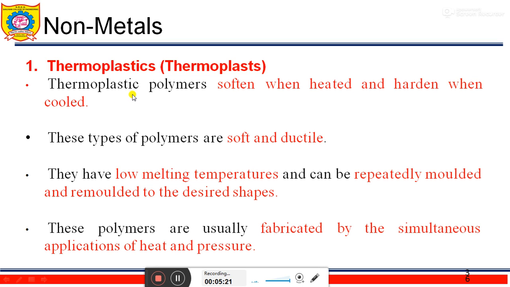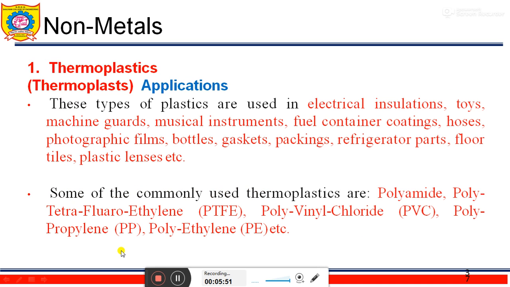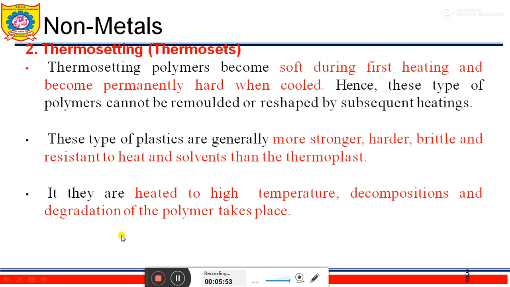Thermoplastic polymers soften when heated and harden when cooled. These types of polymers are soft and ductile. They have a low melting temperature and can be repeatedly molded and remolded to the desired shape. They can be recycled a number of times. These polymers are easily fabricated by the simultaneous application of heat and pressure. Thermoplastics.